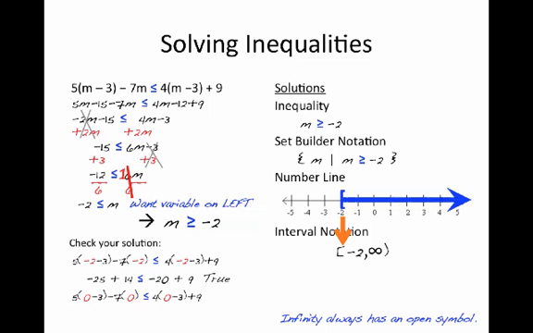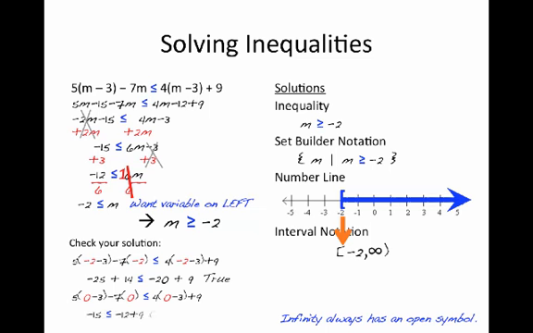When we do the rest of the math, we get negative 25 plus 14 is negative 11. On the right-hand side, we have negative 20 plus 9. That's also a negative 11. Negative 11 is less than or equal to negative 11. True statement. You might also try 0.